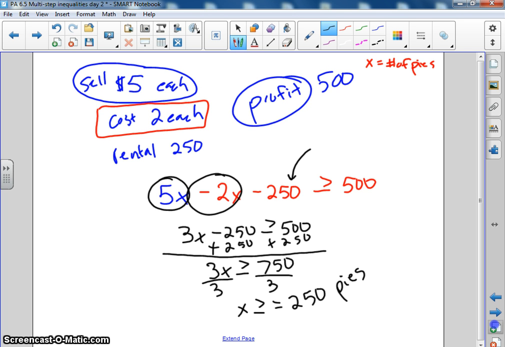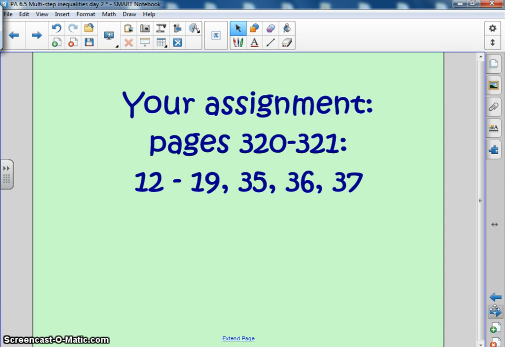All right, 30 seconds left. Hopefully this works, and we'll give it a shot. So good luck. Here's your homework, so that you can kind of record that and have time to write it down. Page 320 through 321. 19, 35, 36, 37.